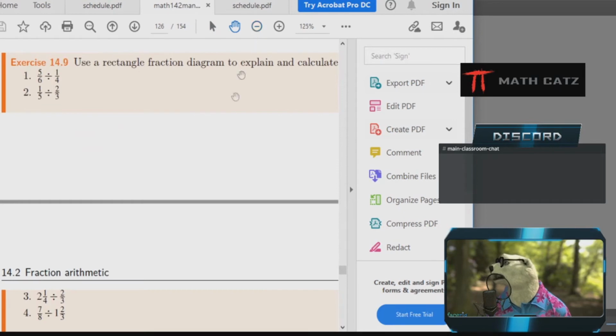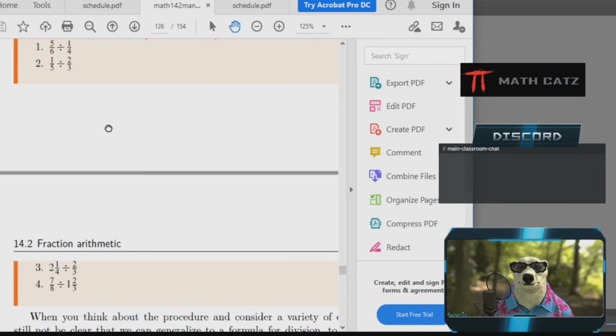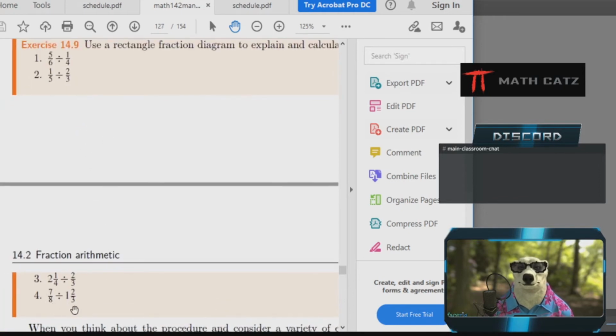Zoom out a little bit. There we go. So we did the first division example. We have to definitely have some mixed numbers. But let's start with number 2. Actually, number 2 is a tough one too. Let's start with number 3.